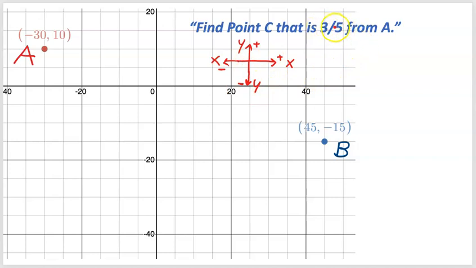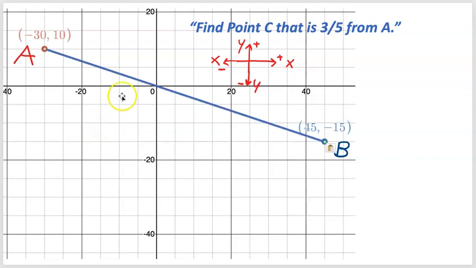So let's figure out what 3/5 of the distance even is from point A. Point C is 3/5 from A, excuse me, I was getting ahead of myself. You probably want to figure out the X and Y distance that A and B are from each other. So I think I have a couple of things ready to go here.